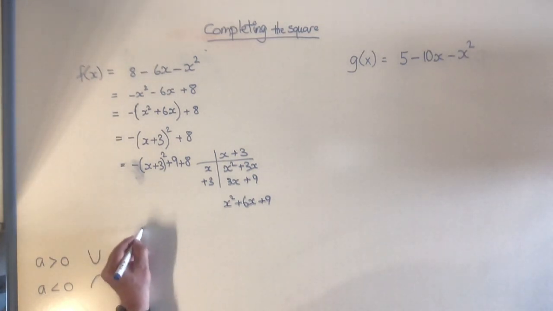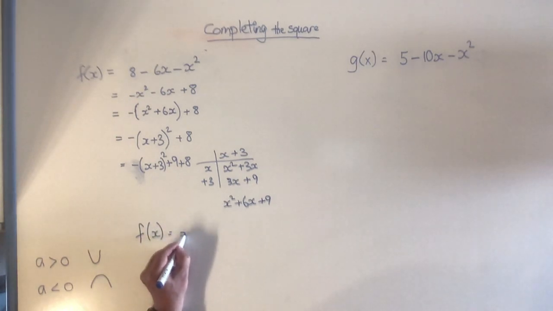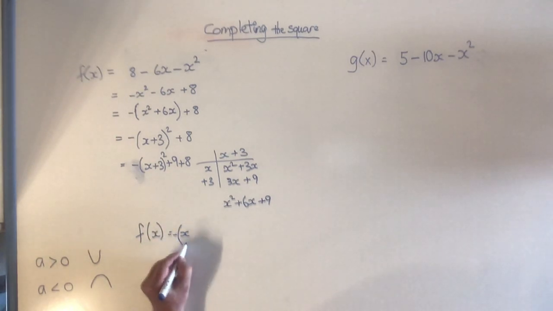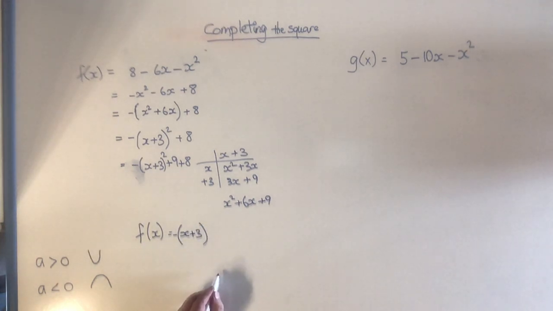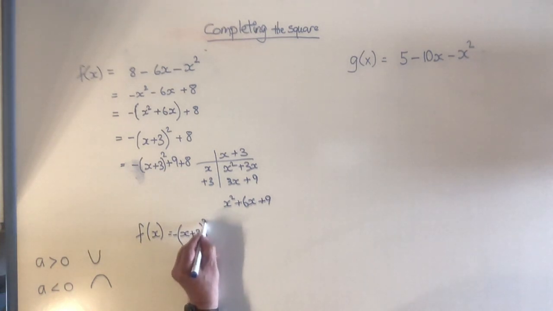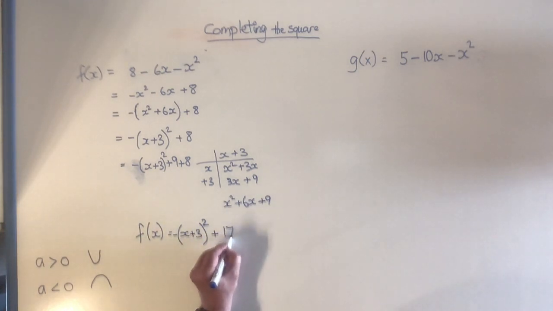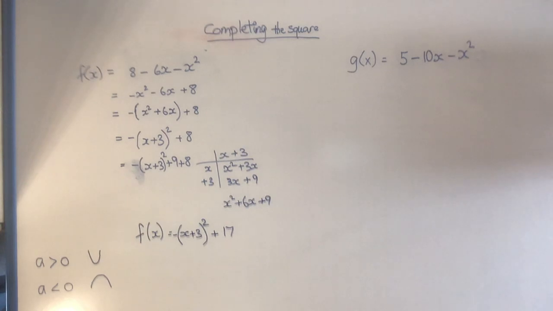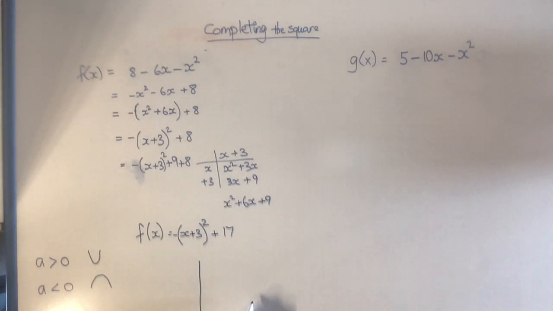And we can now write it in the format of completing the square, just tidying it all up. So it's negative bracket x plus 3 squared, and 9 and 8 is 17. Okay, and remember why we're doing this. We're doing this so we can draw the graph. Okay, so we're going to draw the graph here and see what we get.